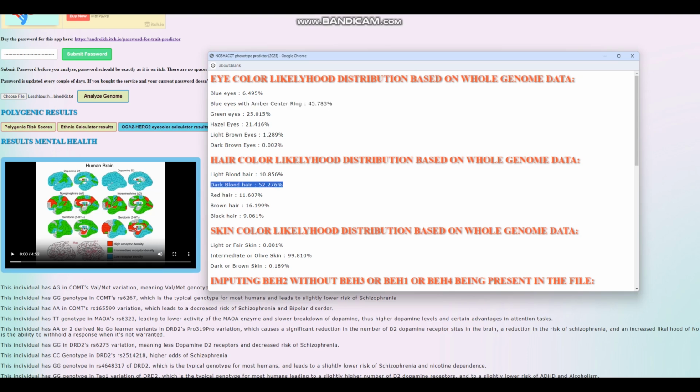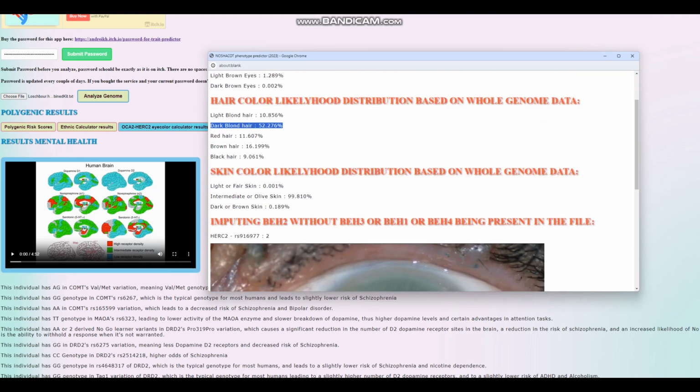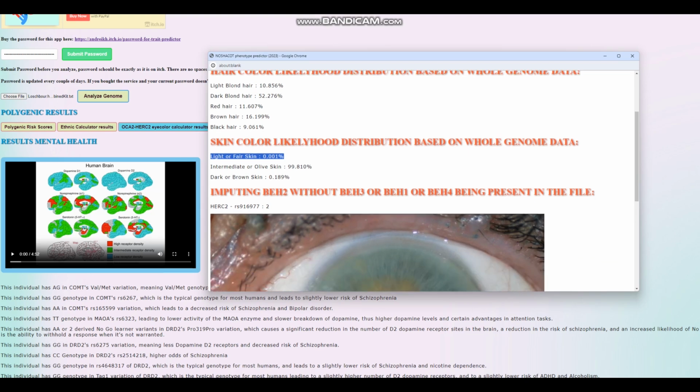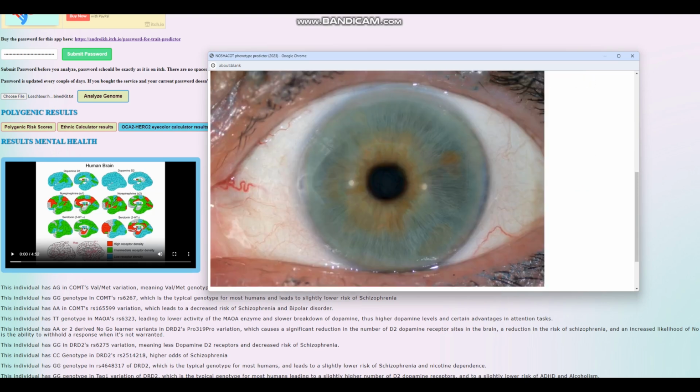It looks like he also has dark blonde hair, and it looks like he's got intermediate or olive skin. Actually, the likelihood of light or fair skin for him is, it looks like, 0.001%. So it's pretty unlikely for him to have pale skin. And most likely he's got intermediate or olive skin, and not dark or brown skin as he's often portrayed in the media. You know, in the media they often paint this picture that he's got this really dark charcoal black looking skin color. No, not really, olive skin, not that dark. And this is kind of the predicted eye color, what it might look like.